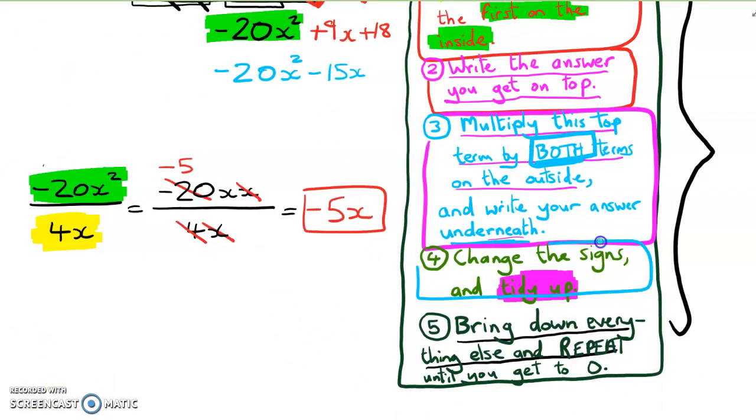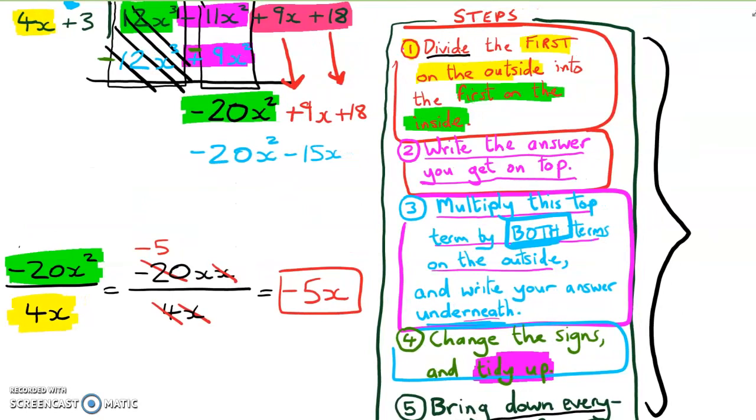What's next? I've got to change the signs and tidy it up. So change the signs first of all. This was a minus, it's going to become a plus. This was a minus, it's going to become a plus. You change the sign to whatever is the opposite. Now, tidy this up. So minus 20x squared plus 20x squared, they should cancel. And like I said, you know you're going right when you're able to cancel there. What about these two things? Plus 9x plus 15x. That gives you 24x. And now don't forget to bring down the plus 18. So plus 18.